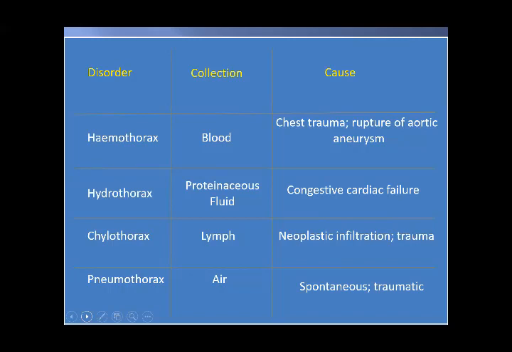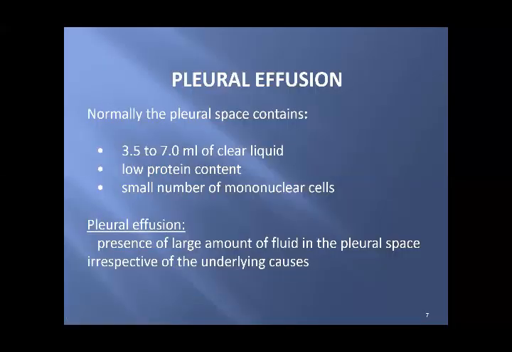Hydrothorax is the presence of proteinaceous fluid in the pleural space, and mostly it occurs due to congestive cardiac failure. Chylothorax is the presence of lymph, and it can be due to neoplastic infiltration or trauma. And pneumothorax contains air that can be spontaneous or traumatic.